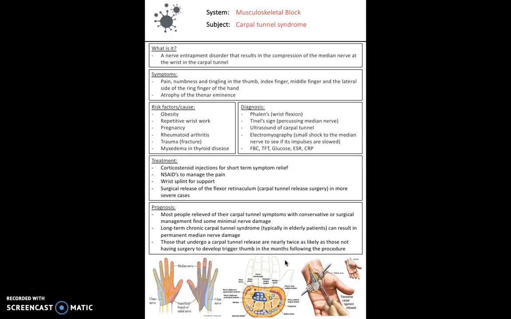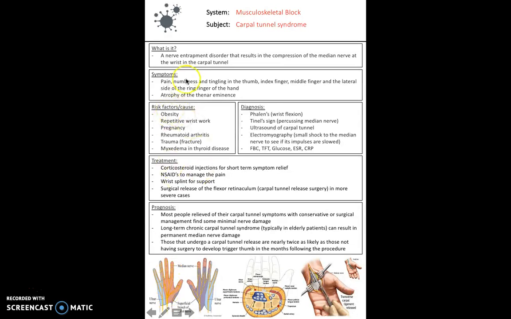Next we have carpal tunnel syndrome, and this is a nerve entrapment disorder that results in the compression of the median nerve of the wrist in the carpal tunnel. It's really important to be aware of what the carpal tunnel holds, i.e. what bones, what tendons, and what nerve is encapsulated. The median nerve is the only nerve that runs through the carpal tunnel, and it results in pain, numbness and tingling in the thumb, index finger and middle finger. The reason it's over these regions is because that's where the median nerve innervates on this palmar side of the hand.